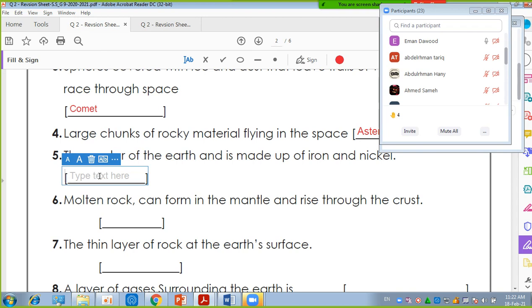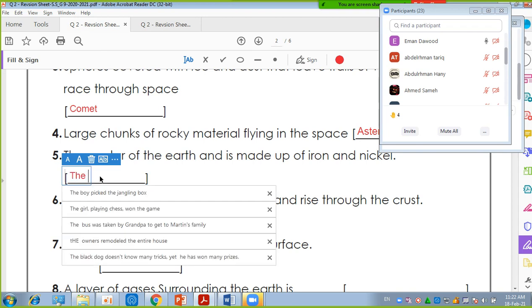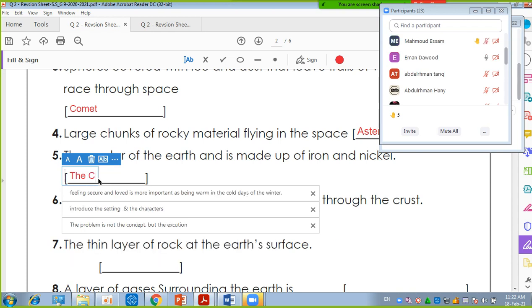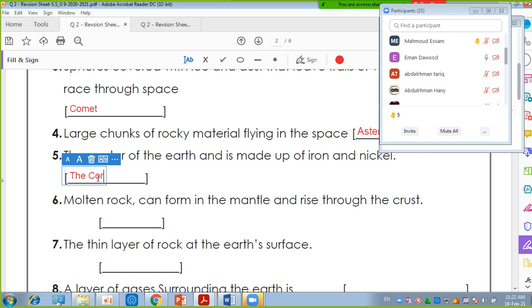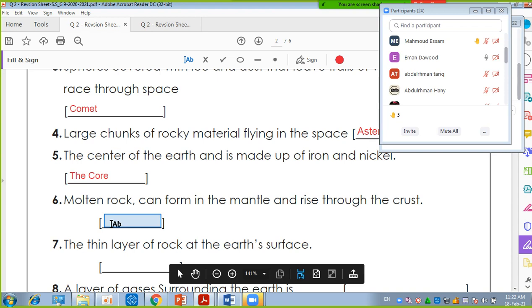Wait. What is the center of the earth? What do you call it? I don't remember, Miss. Anyone else? What do you call the center of the earth? It's very easy, by the way. Like the center of the apple. The core. I think core. Good morning, Iman. C-O-R-E. Good morning.